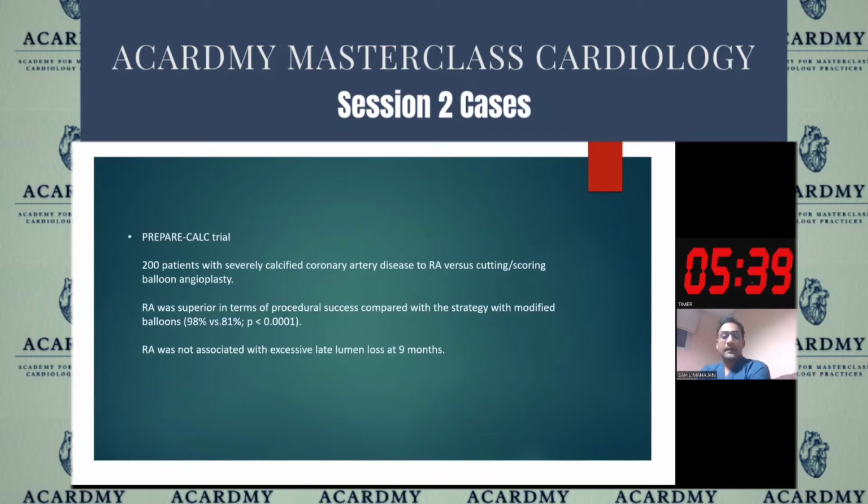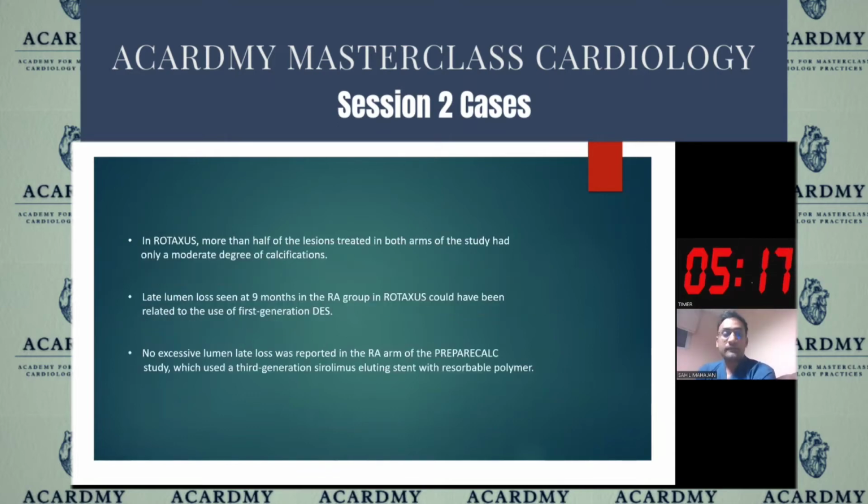On the other hand, in the PREPARE-CALC trial, around 200 patients with severe calcific coronary artery disease were taken, and rotational atherectomy was compared with cutting or scoring balloon angioplasty. RA was superior in terms of procedural success compared with the strategy with modified balloons, and it was not associated with excessive late luminal loss as in the previous trial. In ROTAXUS, more than half of the lesions in both arms of the study only had a moderate degree of calcification, and late lumen loss at 9 months could have been related to the use of first-generation drug-eluting stents.